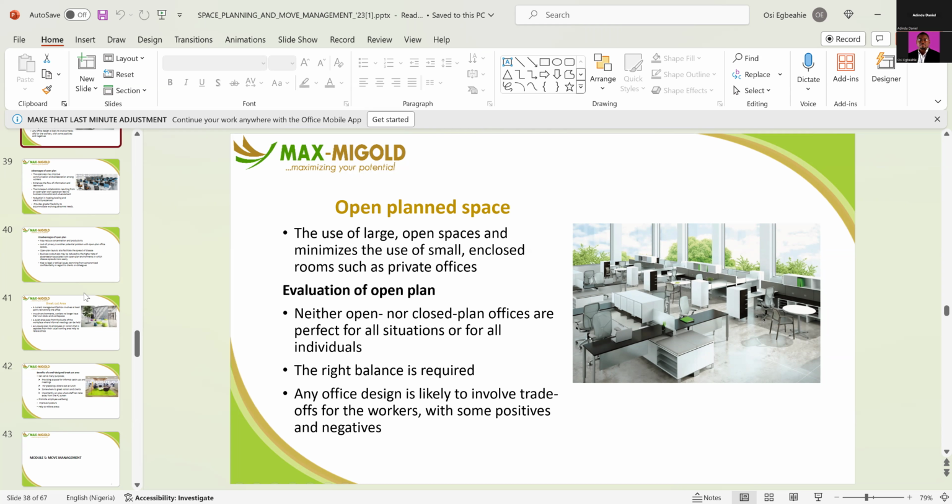Evaluation of open space, open plan. Neither open nor closed plan offices are perfect for all situations or for all individuals. The right balance is required. Any office design is likely to involve trade-offs for the workers, some positive and some negative.